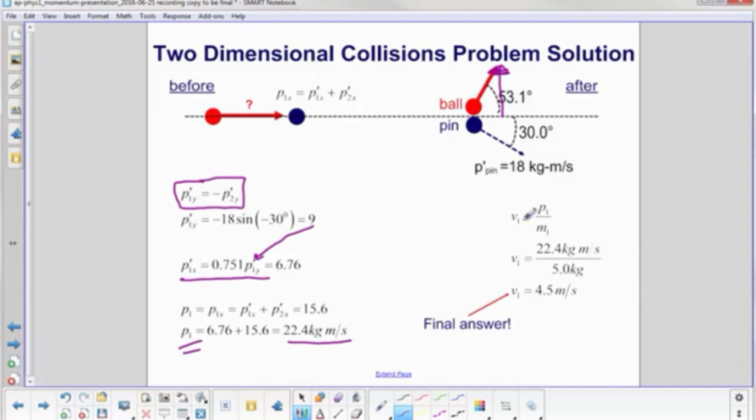Now we need to find the velocity of the bowling ball. That's p1 over the mass of the bowling ball. 22.4 comes over here. The mass of the bowling ball is 5 kilograms. And we wind up with the final answer that the initial velocity of the bowling ball was 4.5 meters per second in the positive direction.